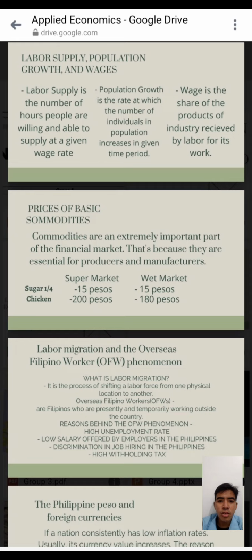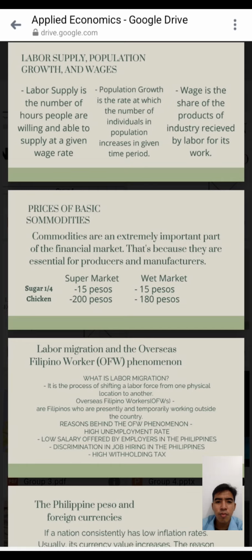Labor migration and the overseas Filipino worker, OFW, phenomenon. What is labor migration? It is the process of shifting a labor force from one location to another. Overseas Filipino workers, or OFWs, are Filipinos who are presently and temporarily working outside the country.